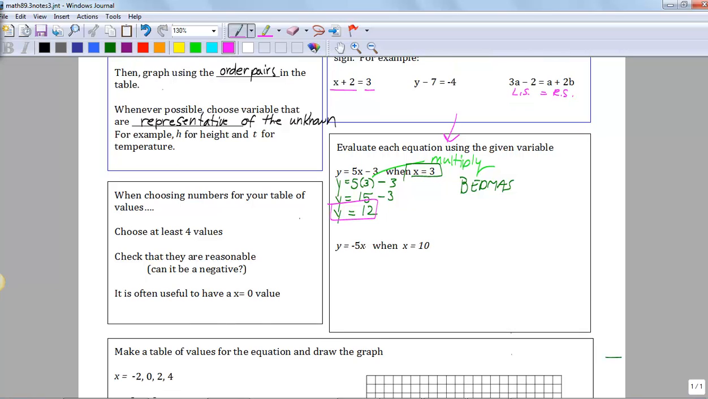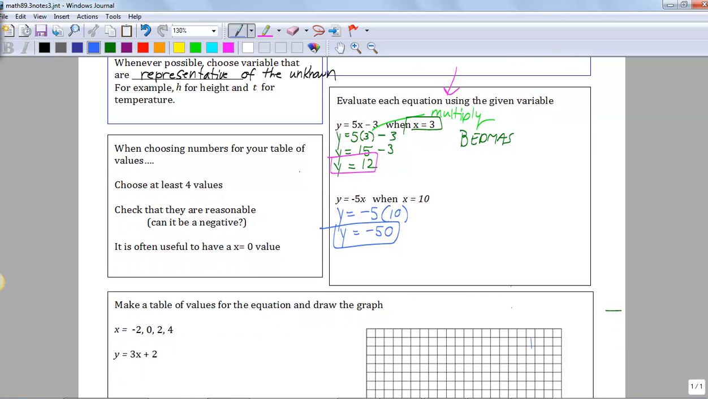Alright, let's try the next one. So, same thing, y's are lined up, equal signs are lined up. I'm going to substitute the 10 for x. y equals -5 times +10. Answer is -50. So if x is +10, that means y is -50.